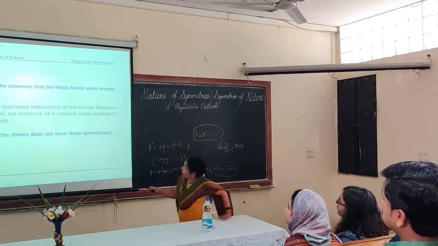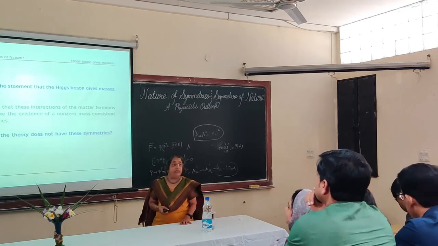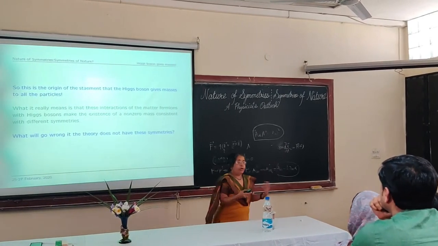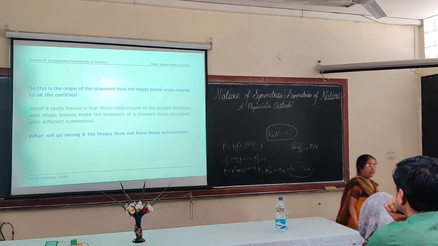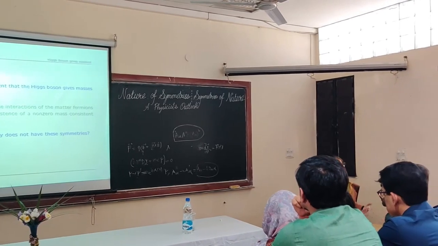Ask the question, what would have gone wrong if the theory did not have these symmetries? And I've already told you what would have gone wrong. I wouldn't have been able to do any accurate calculations, because they would have given infinities.